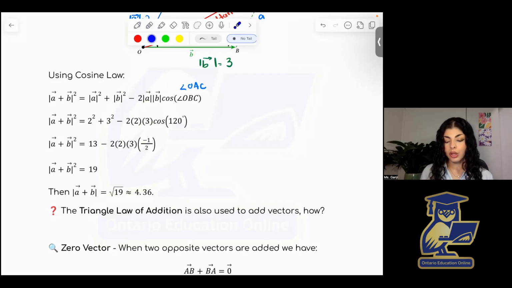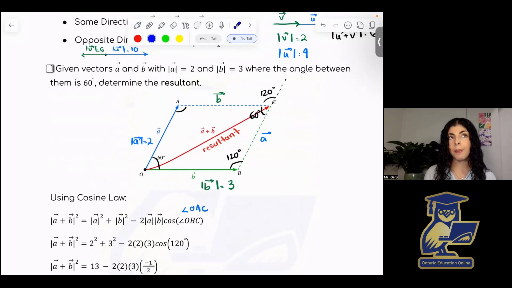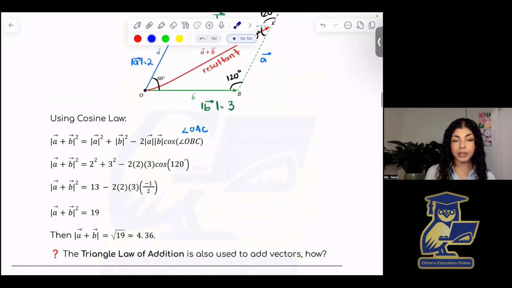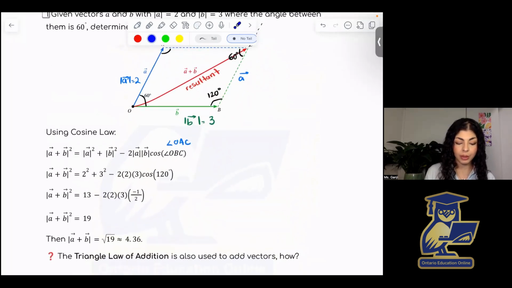So here I have shown you this with the parallelogram, but I hope you can see now that we can actually solve this, and there is another law for it, which is called the triangle law of addition. I want you to think, based on the fact that we use the triangle here, but specifically which triangle, how can we use that to add vectors?